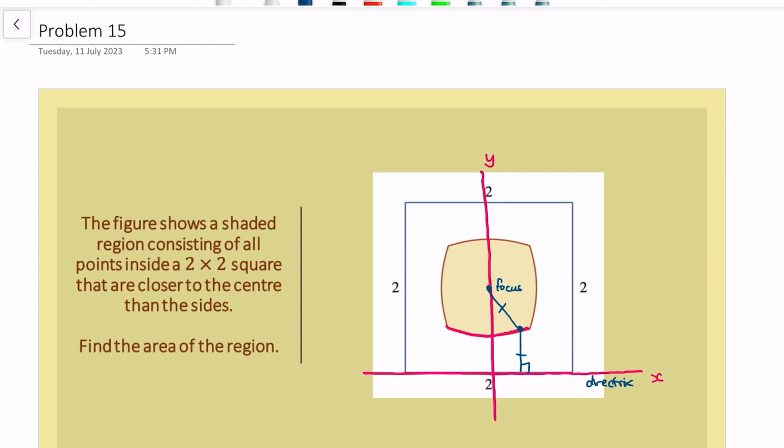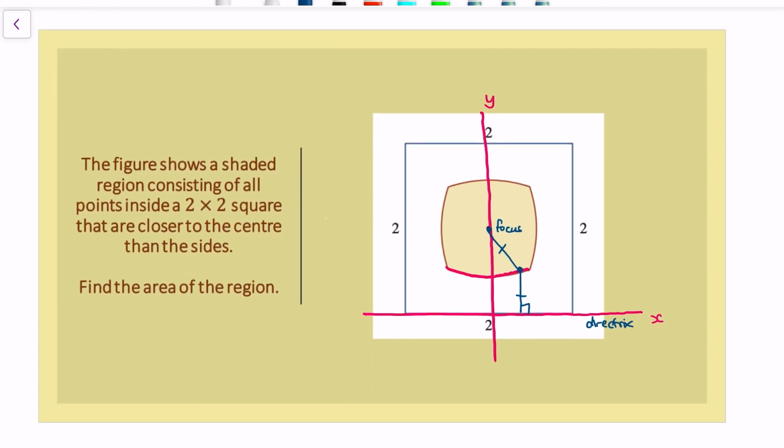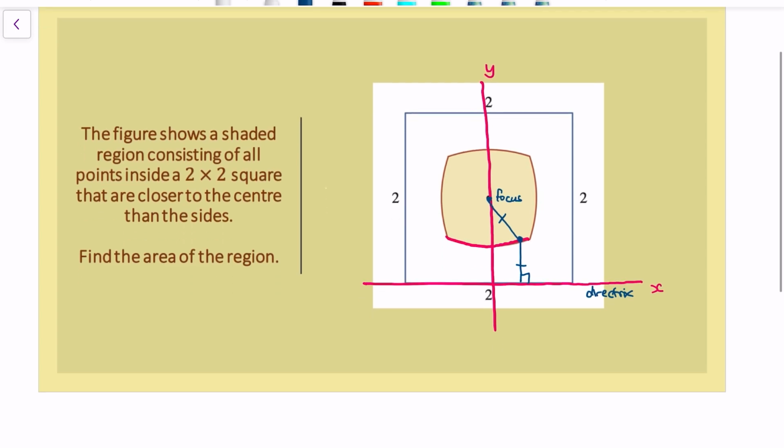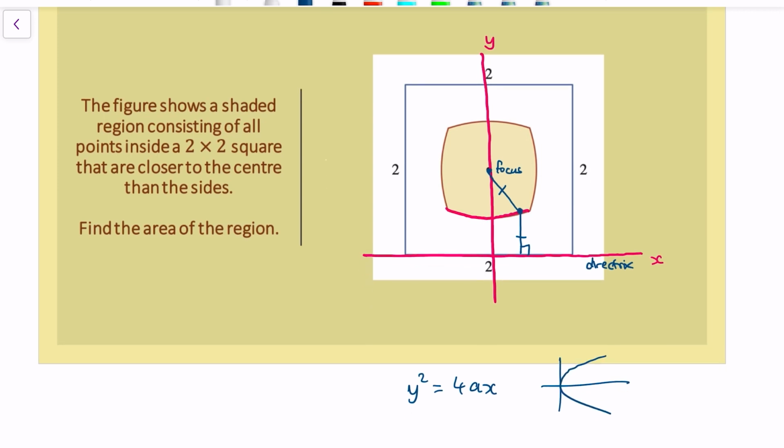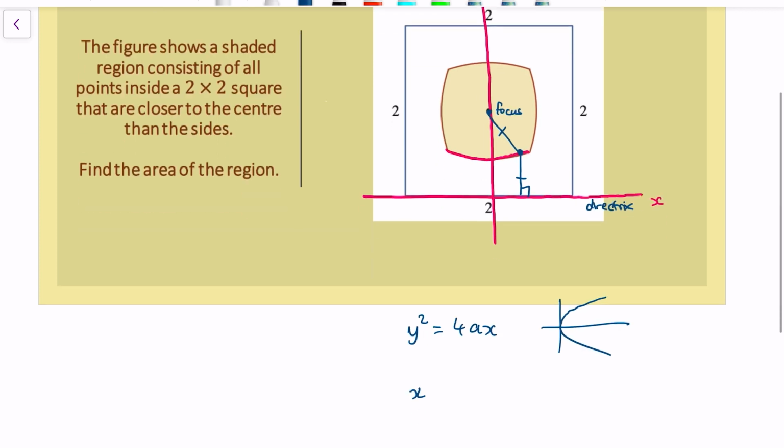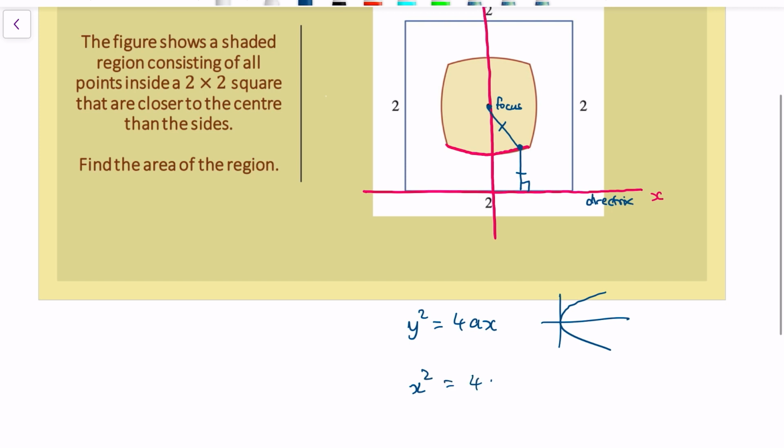If we consider an equation of a parabola, the one that's on the formula sheet is y squared equals 4ax, and that's a parabola that opens up to the right if a is positive. Our one opens upwards, so it's an x squared equals 4ay one. X squared equals 4ay opens upwards or downwards depending on the sign of a.